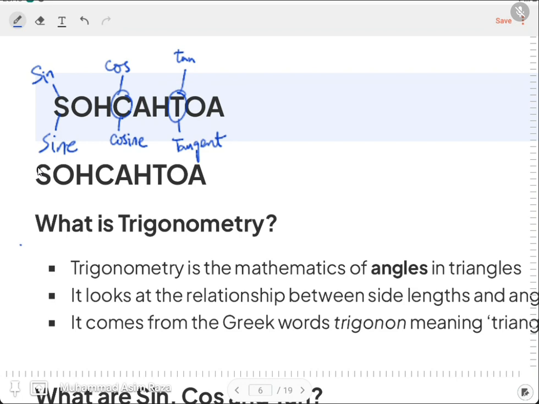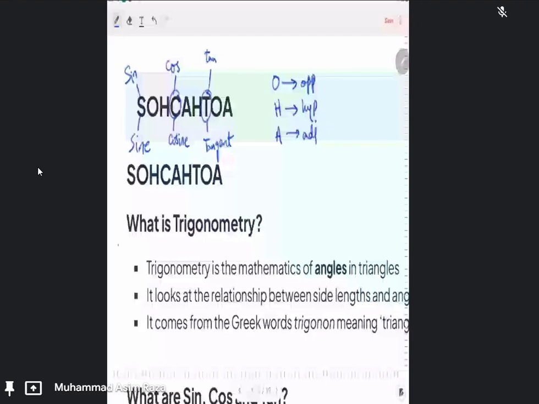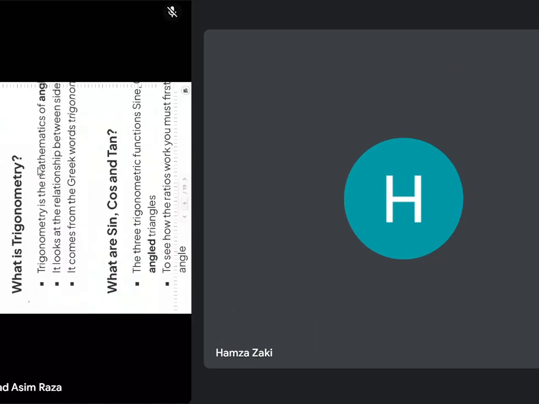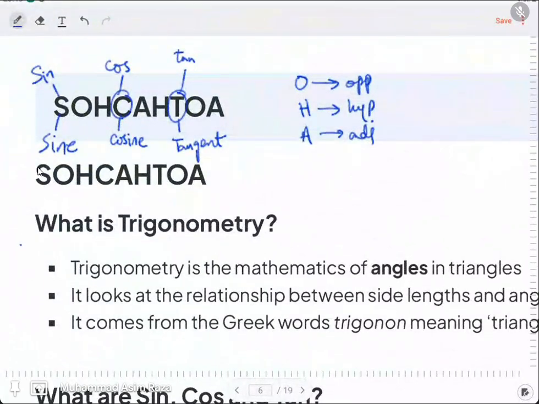These are trigonometric ratios. Now, what is O? O represents opposite, H represents hypotenuse, and A represents adjacent. So remember one thing again, Hamza, that these trigonometric ratios are very important. They are used to find the angles, or using an angle we find the sides of a right angle triangle or stuff like that.